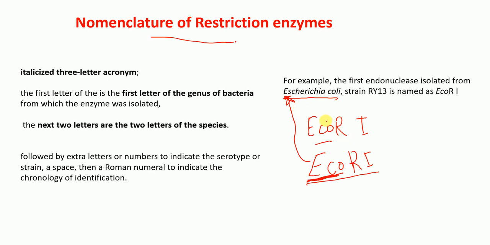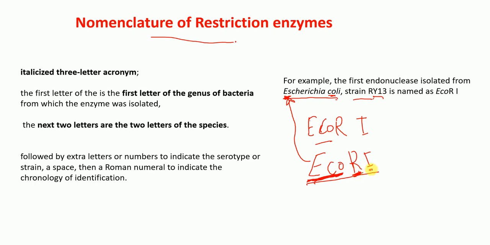And then the second and third letters, the CO, are from the species of the same bacteria. You see ECO, and these 3 letters are italicized. And this fourth letter R refers to the strain from which this enzyme was obtained. For EcoR1, it was obtained from RY13, therefore we have R here.